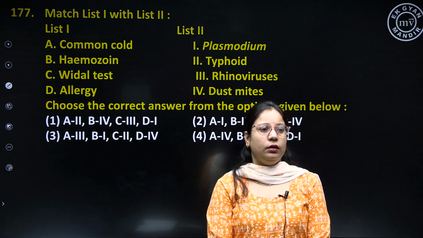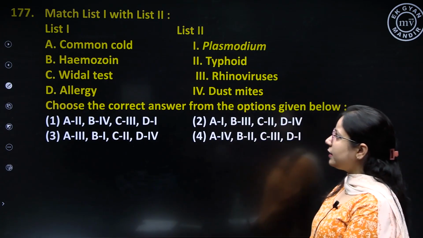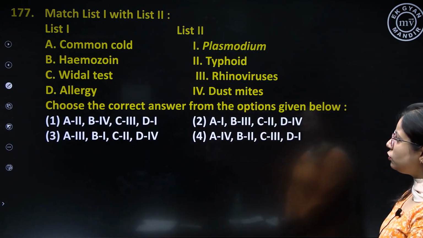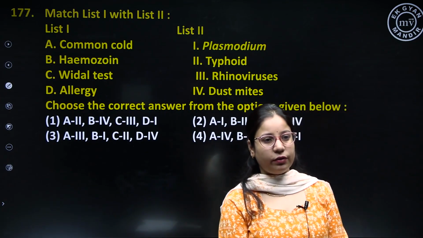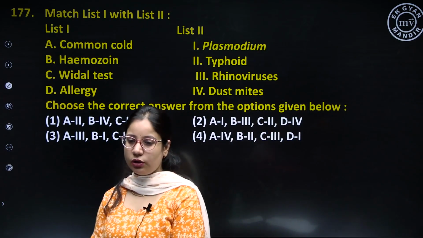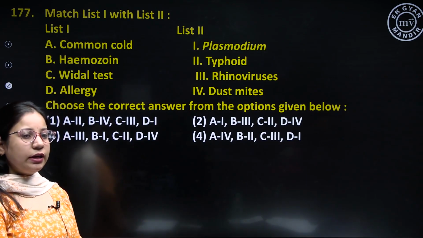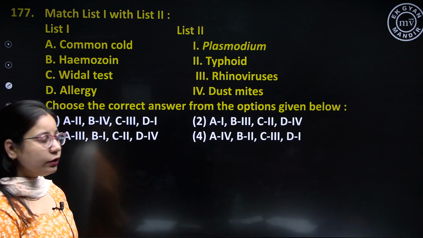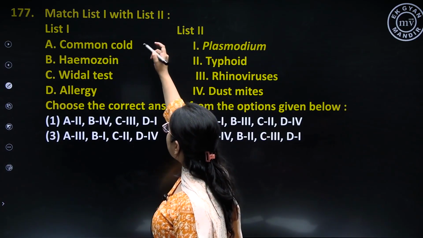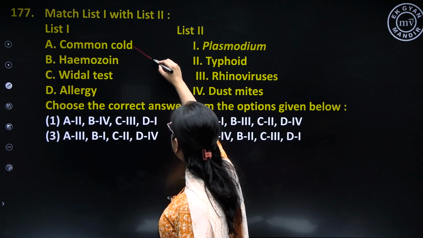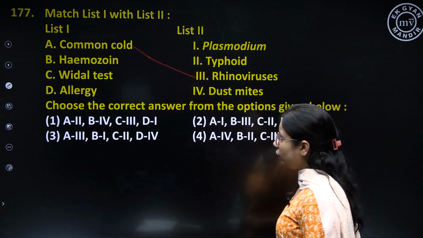Question number 177, match list 1 with list 2. List 1 and list 2, here are some diseases which are given in list 1. We have to match them with the options given in list 2. So first of all, you can see common cold. So common cold is a viral disease which is caused by rhinovirus, obviously.